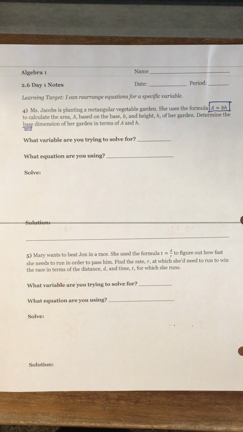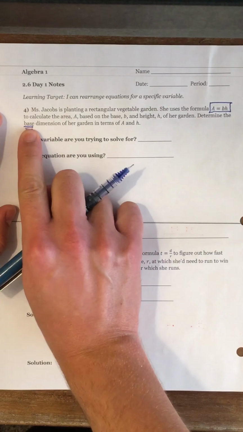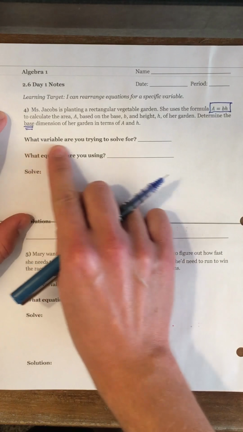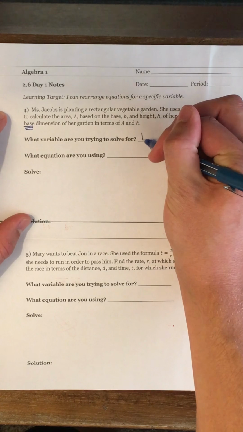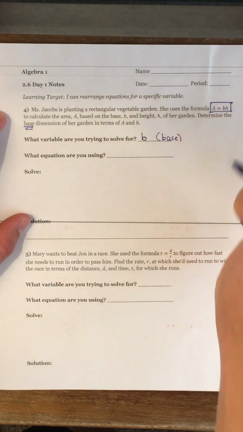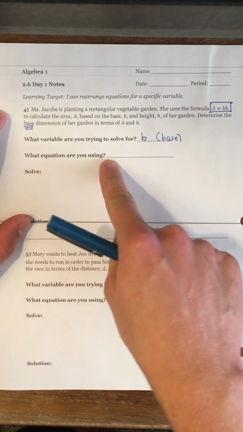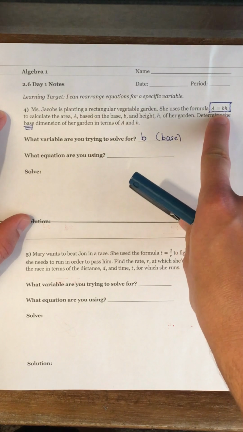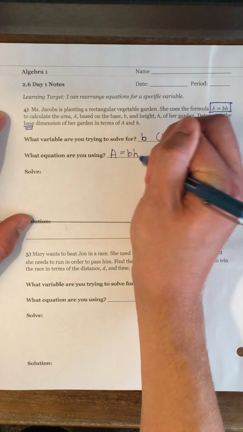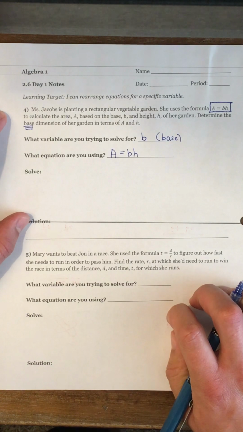This is basically what the problem is asking for. Hey, it wants you to solve for this variable base, which is represented by B. So what variable are you trying to solve for? The letter B, which again means base in the formula. Okay, what equation are we using? They always give you the equation. They have to. Area equals base times height. A equals B times H.